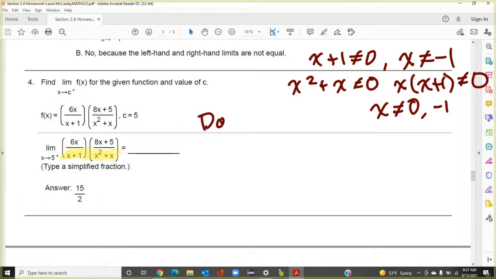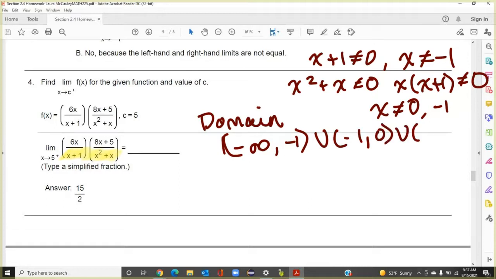So we do have a domain problem here. The domain here is -infinity to -1. And then we can go from -1 to 0. And then we can go from 0 to infinity. So notice where these trouble spots are would be -1 and 0. So if we were approaching either of those places, we'd have to do a little bit of thinking, but we're just approaching 5. Let's just plug it in.